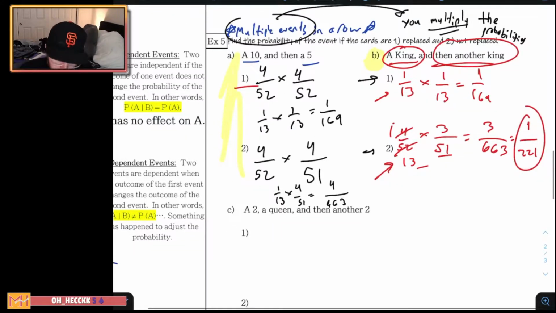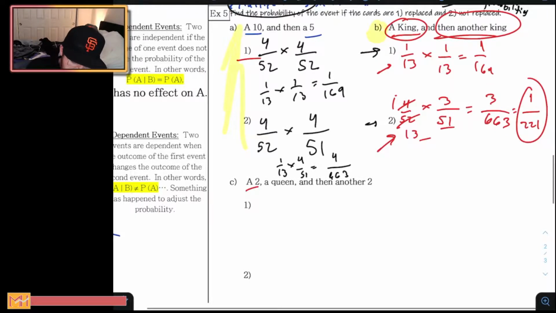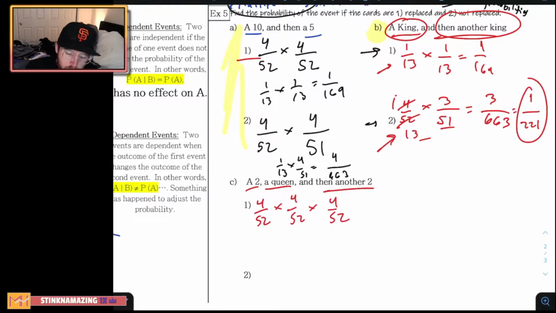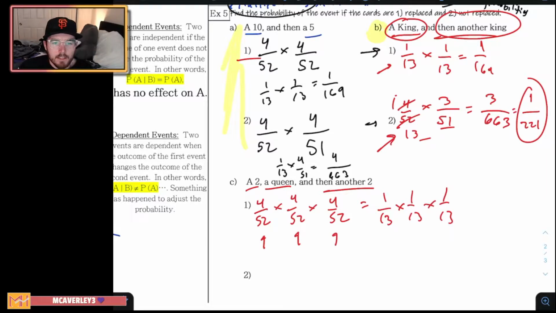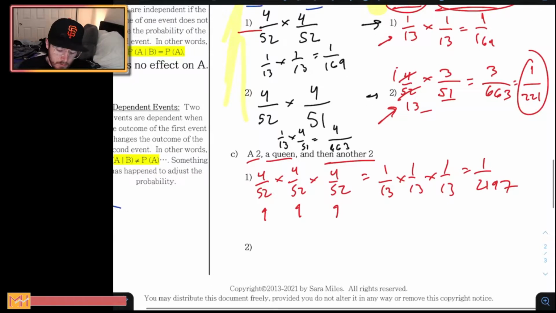Okay, so let me quickly do one more. What's the probability of getting a 2 followed by a queen followed by another 2? Well, when you replace the card, everything just keeps going back to normal. And this time around, we have 3 events. So 1/13 times 1/13 times 1/13. What is that? 13 times 13 times 13. 1 out of 2,197. Great.